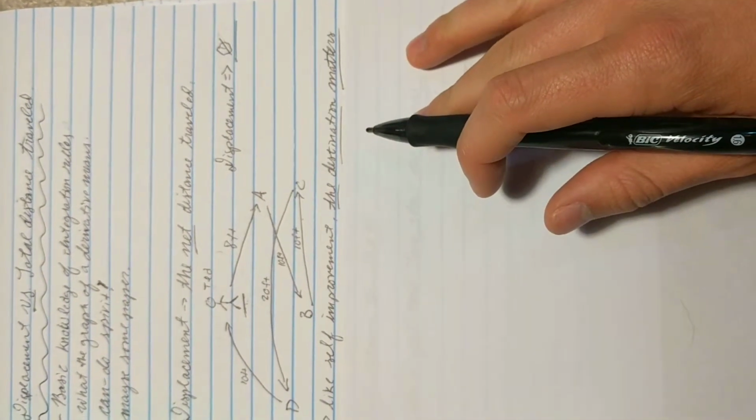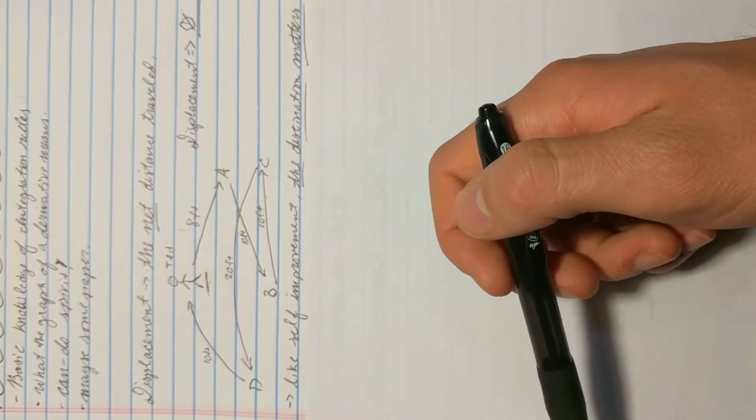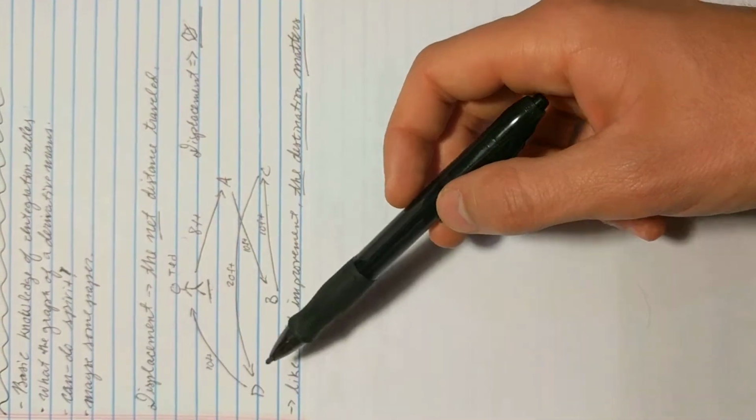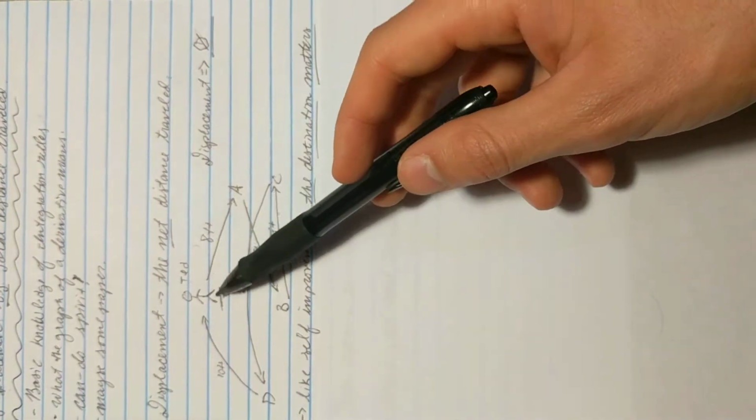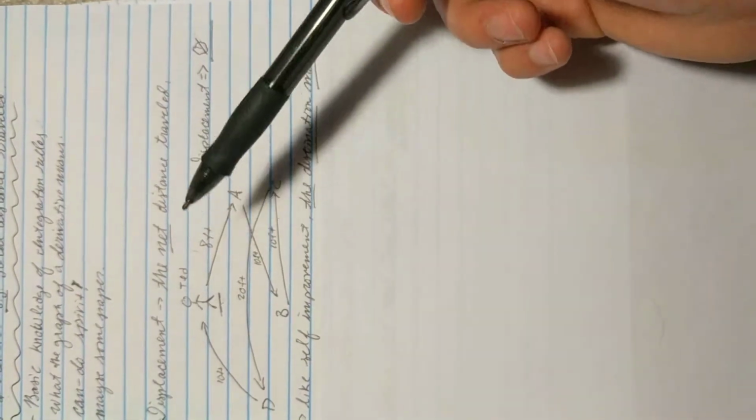Displacement is like self-improvement. The destination matters. I mean, you can buy as many self-help books as you want. You can read the 7 Habits, How to Win Friends and Influence People, all sorts of books out there. But if you don't change your habits and you don't get to a new point in your world of self-development, then you've really accomplished nothing. Just like Ted here, how he's gone on this long journey and then come back to his initial position and accomplished nothing.